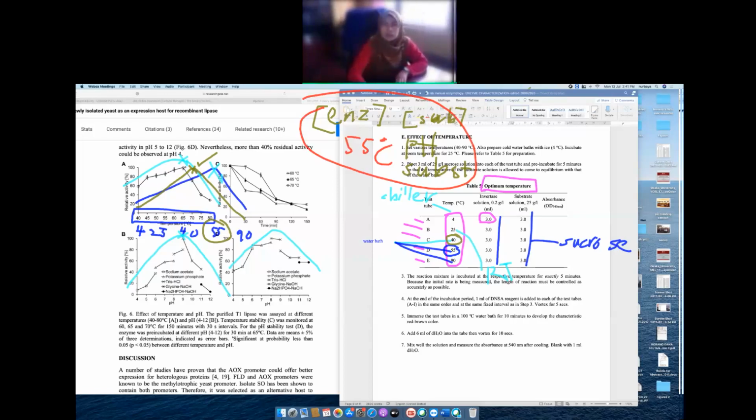Okay. So we are done with the optimal temperature. Do you have any question for optimal temperature? Or actually proceed with the thermostability? Any question for the optimal temperature? No? Okay.